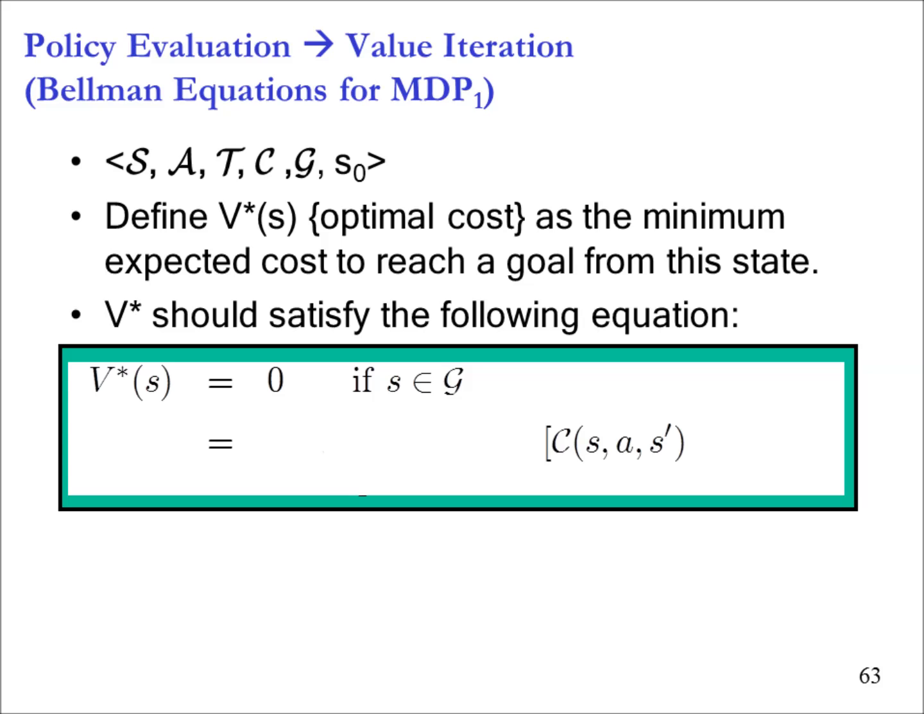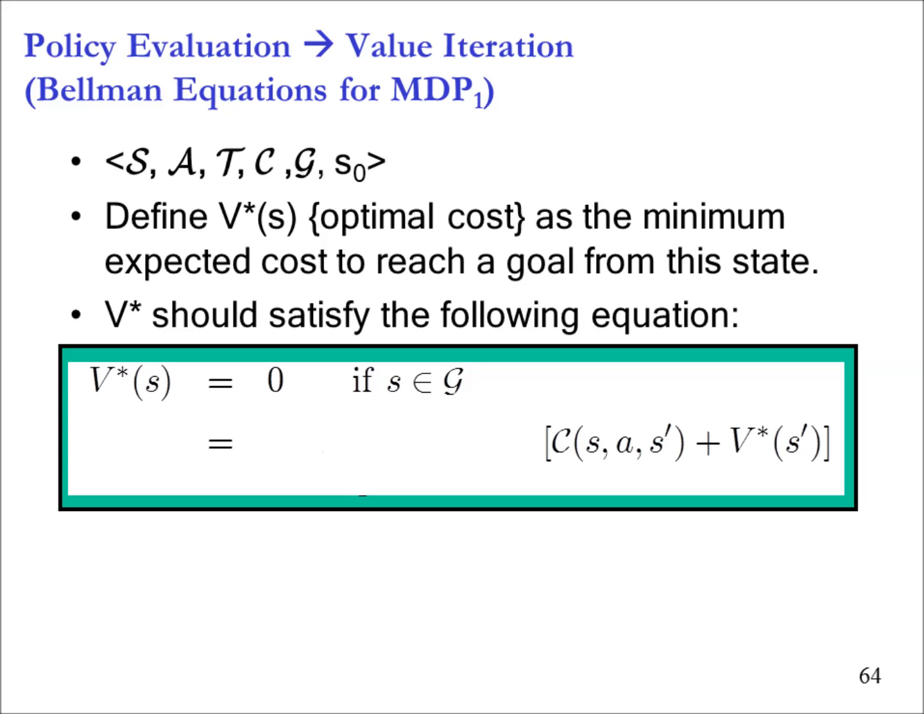So everybody has to think through this. So I will pay some cost up front, which is the cost of taking this action. And then I will be paying some long-term cost to reach the goal. What will that be? The best to reach from S prime. The best that I can do starting from S prime, which will be recursively defined as V star of S prime. So this is the total cost that I will pay if I took action A in state S and reached S prime.